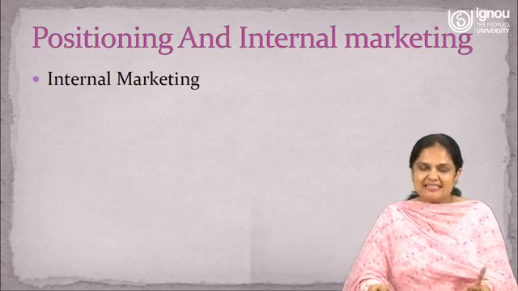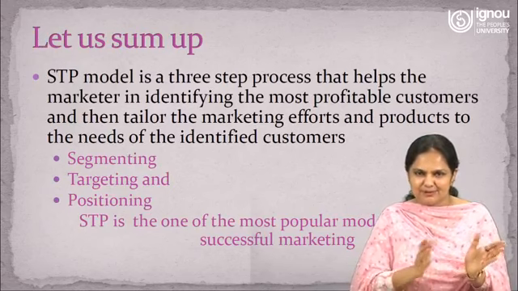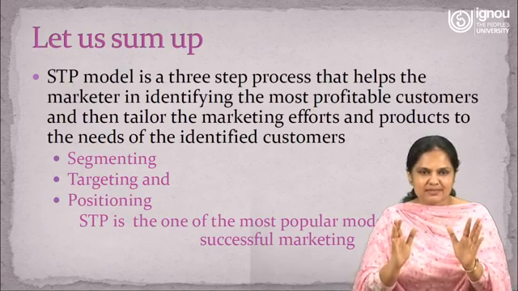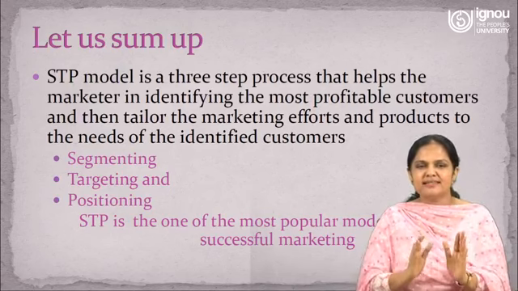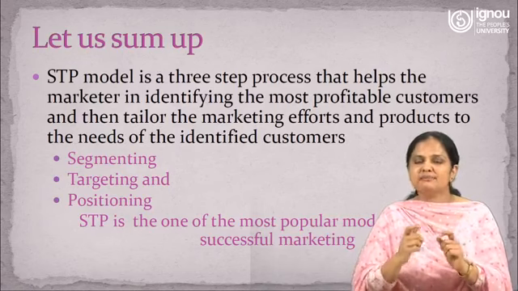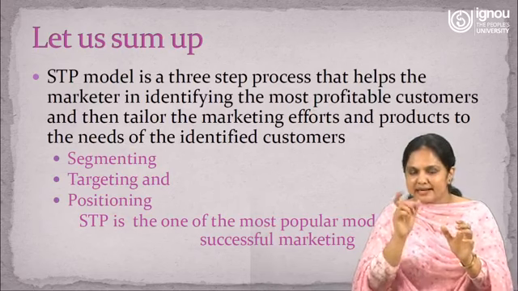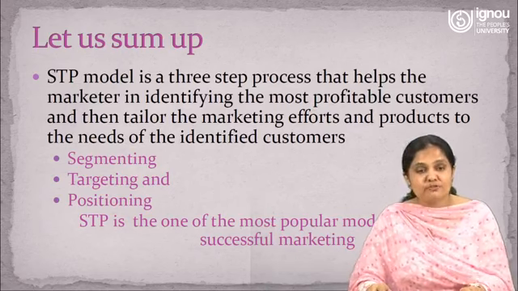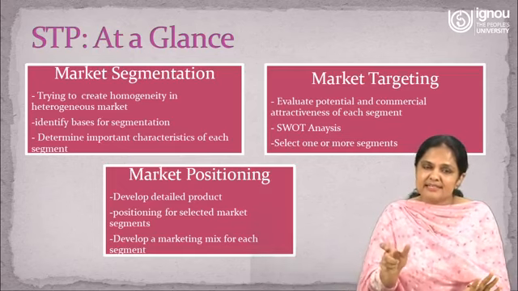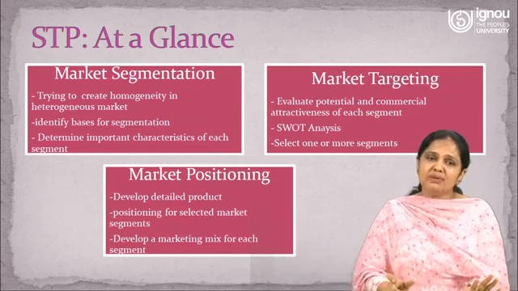So we have seen segmentation, targeting and positioning. Let us quickly summarize what we have learned in segmentation, targeting and positioning. This is a 3-step process, right? And it helps the marketer in identifying the most profitable customers and then tailor the marketing efforts and products to the needs of the identified customers. And that is why STP has gained so much importance in the marketing world, and why it is considered the most commonly used marketing framework.